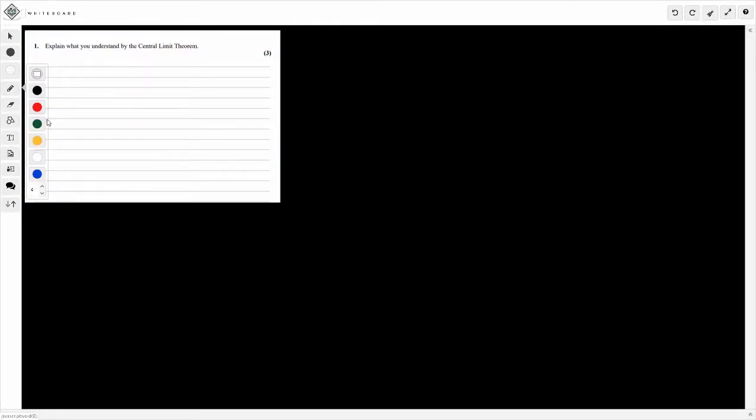Hey guys, welcome. This is question 1 from the June 2011 S3 exam. I'm just going through some of this paper now. Starting with question 1, it's a very brief one, just for 3 marks, asking you to explain what you understand by the central limit theorem.